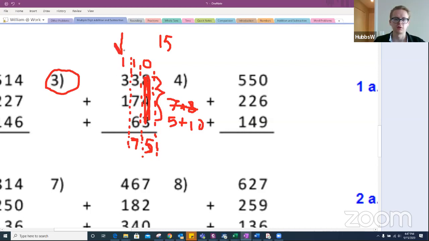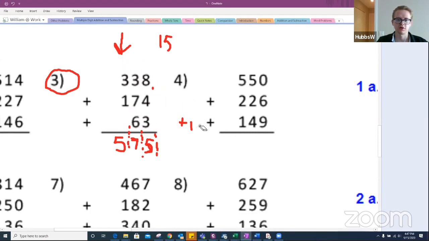And what is this place called? I'm going to draw an arrow to it. This column right here. We have the ones place, the tens place, and now what place are we in? The hundreds place. Yeah, that's correct. So now we just need to add 1 plus 3 plus 1. And what's that going to be? 5. Yeah. So our answer for this whole problem, 338 plus 174 plus 63, is 575.